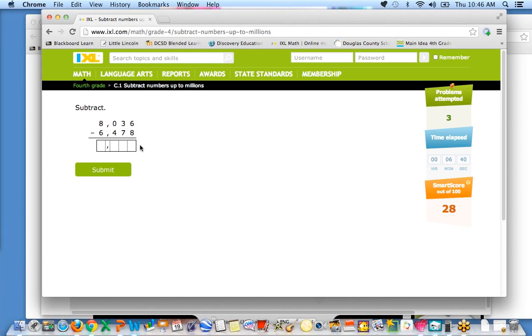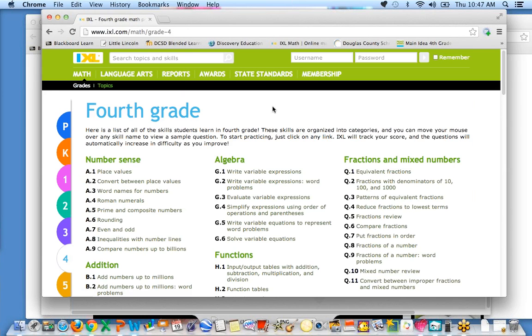Did you guys know that that inverse operation stuff works with multiplication and division as well? Did you know that? No. Yeah, well let's take a look at a couple multiplication problems and I'll show you.